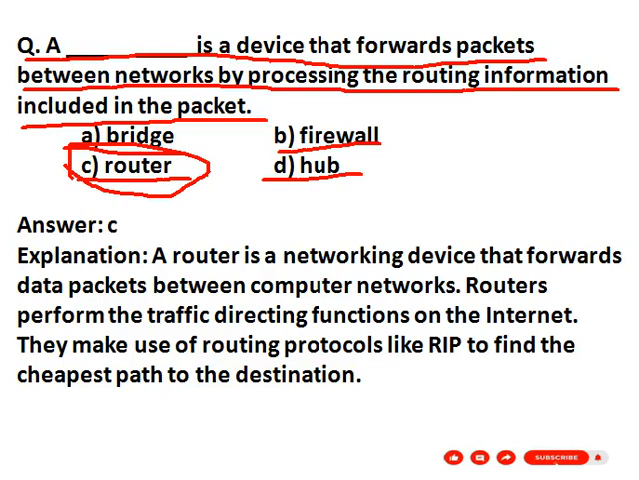Router is a networking device that forwards data packets between computer networks. Routers perform the traffic directing functions on the internet. They make use of routing protocols like RIP to find the cheapest fast path to the destination.